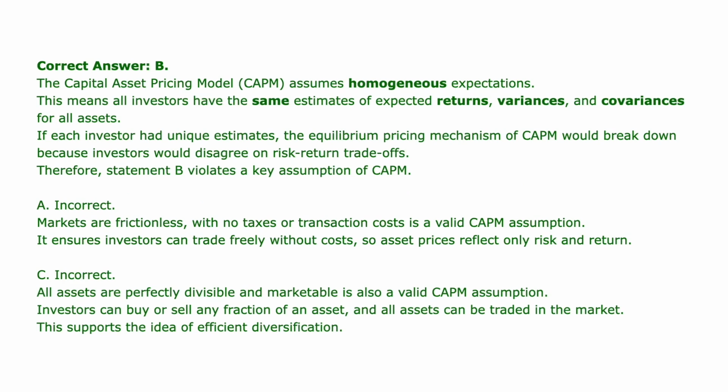CAPM assumes homogeneous expectations. All investors have identical estimates of expected returns, variances, and covariances. Statement B, unique estimates per investor, directly violates this key assumption. Option A, frictionless markets, no taxes or transaction costs, is a valid CAPM assumption, not a violation. Option C, perfectly divisible and marketable assets, is also a valid CAPM assumption, not a violation.